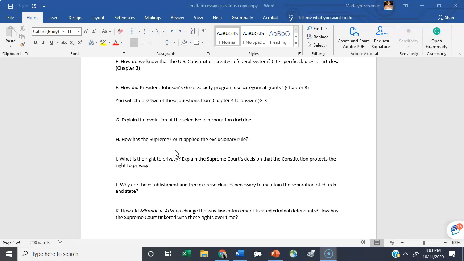Why are the establishment and free exercise clauses necessary to maintain the separation of church and state? You want to make sure that you first talk about what the establishment clause is and separate that from what the free exercise clause is, and then give me plenty of cases for both. In the free exercise part, we only really talked about the Hobby Lobby case, but I gave you a lot of examples, so you would want to list those. So Tana Freeman and Alfred Smith.